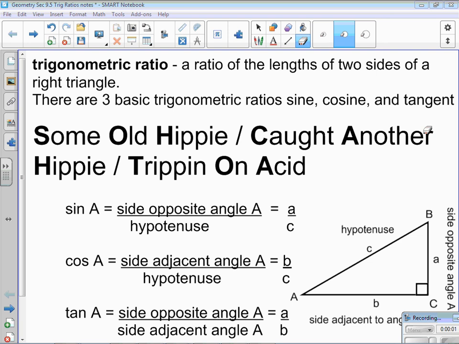We are looking at trigonometric ratios today, right? Which is the ratio of the lengths of two sides of a right triangle. So remember, a ratio is also a fraction, right? And so we're making a fraction or a quotient out of two sides of a right triangle. It's got to be a right triangle for these trigonometric ratios. And we've got three basic trigonometric ratios. We've got sine, cosine, and tangent.